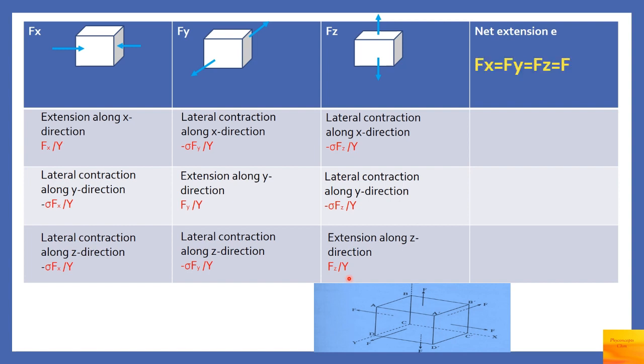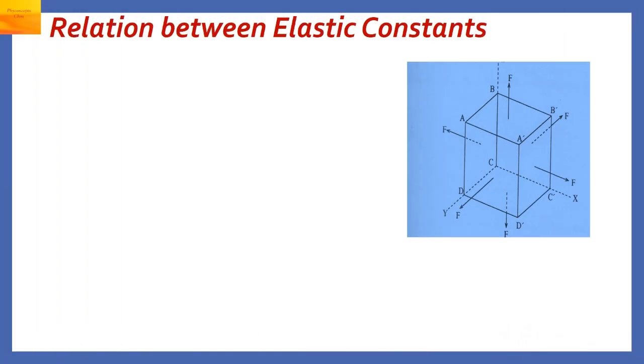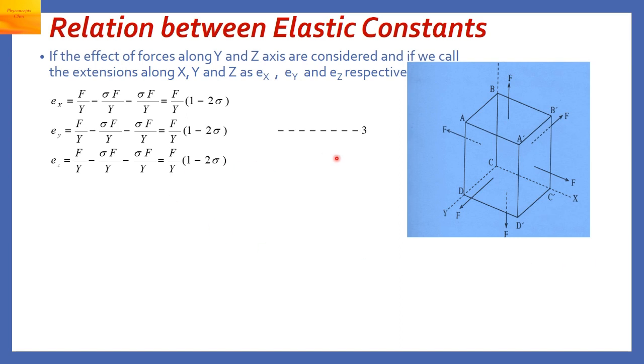Now, as I mentioned earlier, Fx, Fy, Fz will be equal to F, that is the force applied is the same in all the directions. Hence, we will write down the net extension along the x direction. We will denote it as Ex. So we have to add up these formulas together. Here minus sigma F upon Y minus sigma F upon Y will add up together to give minus 2 sigma F upon Y. Then we take F upon Y common, so that is taken out. So inside the bracket we have 1 minus 2 sigma. Same will go for Ey as well as Ez. So that is equation number 3. So we can write Ex is equal to Ey is equal to Ez. We are taking it as E is equal to F upon Y into (1 minus 2 sigma), equation number 4.